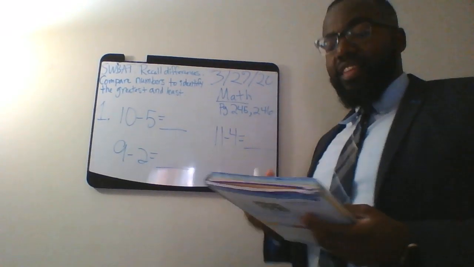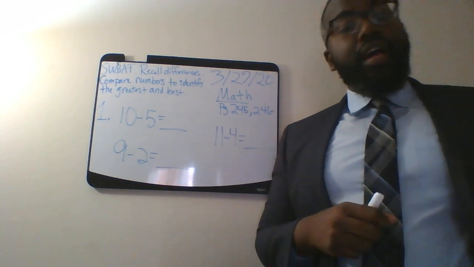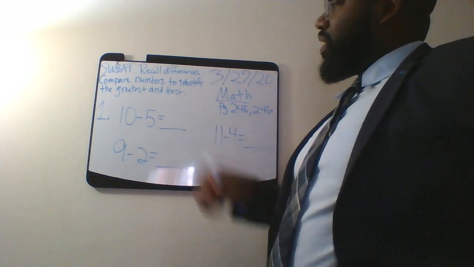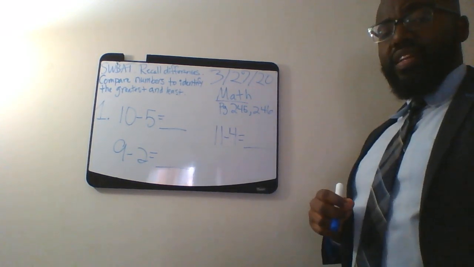Let's look at number one. Number one wants us to write the difference. And then one half of the fish are colored, color the other half. So first we have to settle the differences. So let's start off with this one. 10 minus 5, just for practice. What is the answer to 10 minus 5?